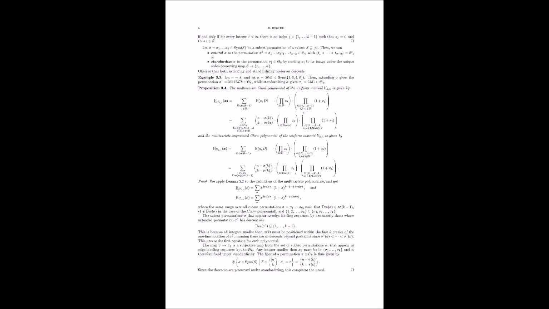Exactly. And Hoster's paper, in a sense, cracks that code. She proves Ferroni's conjecture and provides three explicit formulas for both the Chow polynomial and the augmented Chow polynomial of a uniform matroid. Okay, so let's dive into those formulas, starting with the Chow polynomial of a uniform matroid. What's the first formula Hoster gives us and what makes it special?